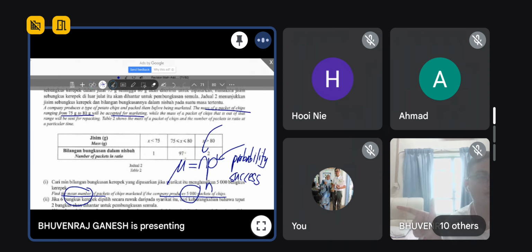Okay, kalau kerepek ni dalam julat GSIM 75 hingga 80, dia akan dipasarkan. Okay, if it's within this range, it will be marketed. The other range will not be marketed, tidak akan dipasarkan. Maksudnya yang ni dan yang ni tidak akan dipasarkan. Okay, so guys, can you identify now what will be your P value for this question? Apa nilai P? Everyone try to comment.